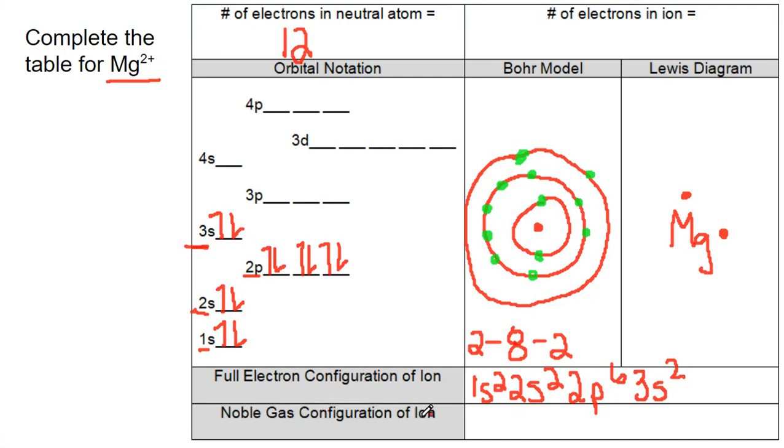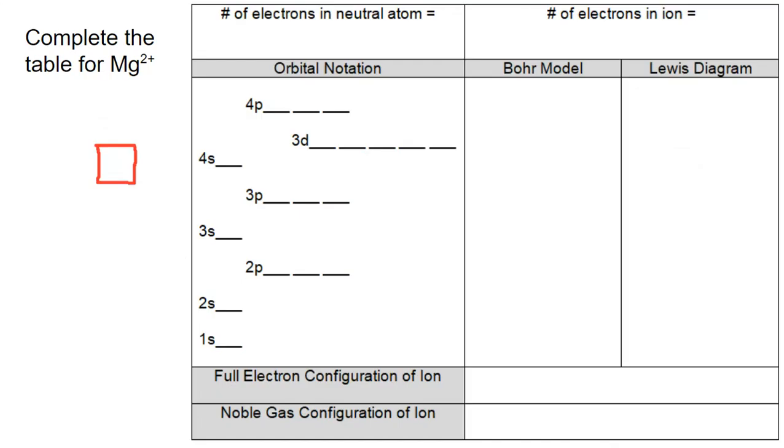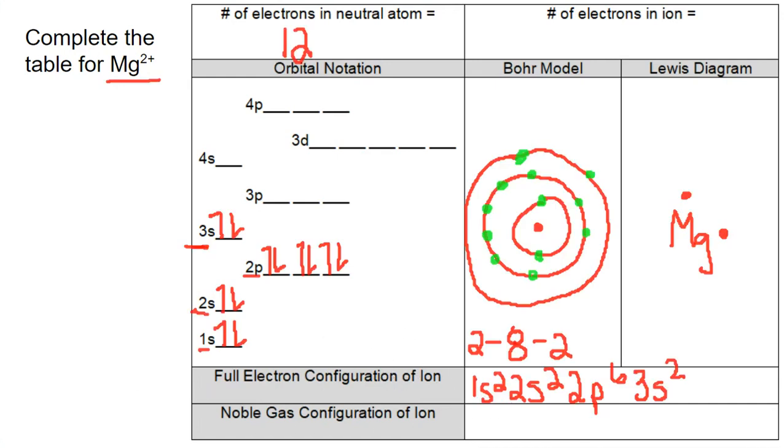Okay, the noble gas configuration. So we go back to the periodic table, and we're going to look for the noble gas that comes just before magnesium. And it looks like that's number 10, neon. Okay, so neon would be the noble gas for this. We can go ahead and put neon in brackets. The neon in brackets is a placeholder for 1s2, 2s2, 2p6. And then what comes after that is the 3s2. Okay, so this is the table for the neutral atom.